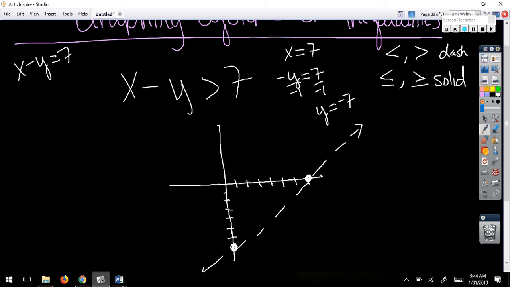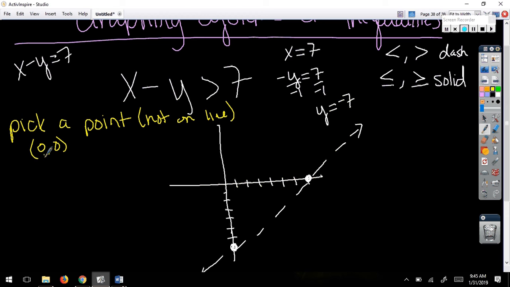Now, here's the new part. When I get this dashed line, I have to shade on one side of the line, so I have to decide which side to shade. Here's how to tell. Pick one point, as long as it's not on the line. The easiest point to pick is 0, 0, as long as your line doesn't go through 0, 0. Do you agree or disagree? Yeah, I agree.